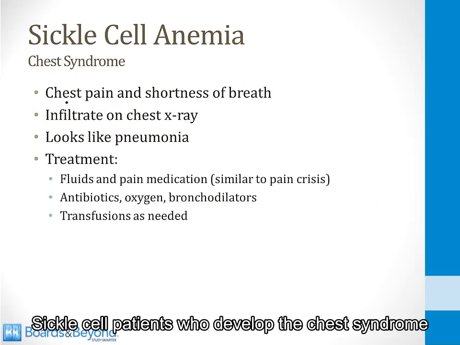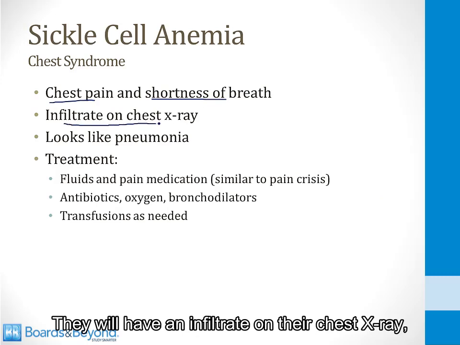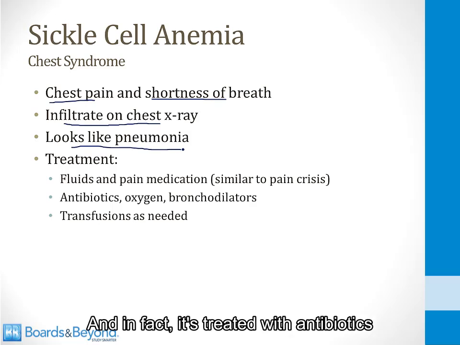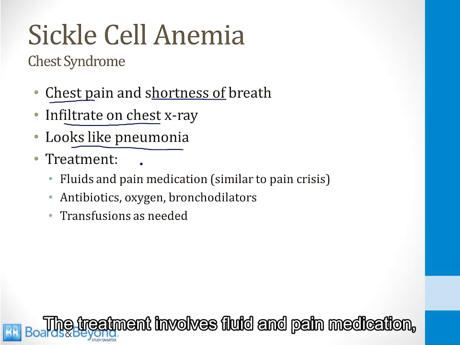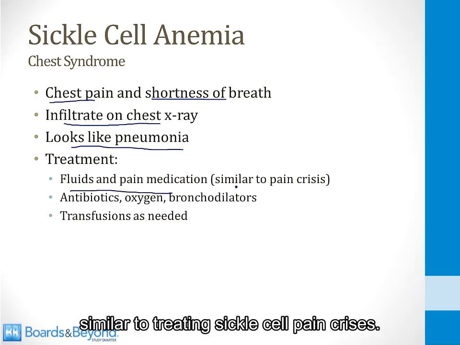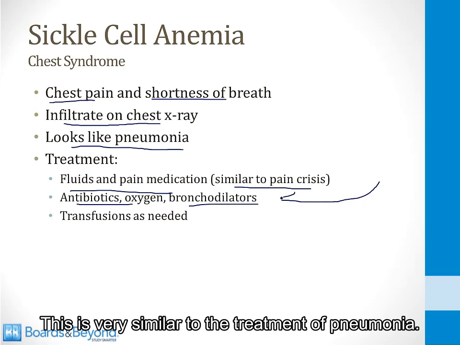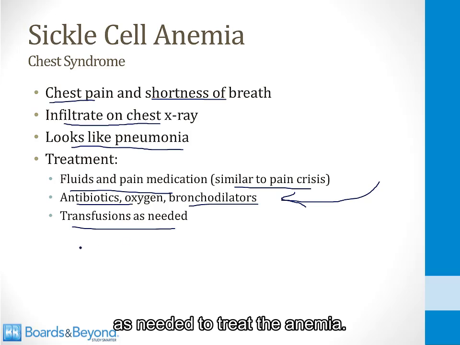Sickle cell patients who develop the chest syndrome present with chest pain and shortness of breath. They will have an infiltrate on their chest x-ray, and it can look just like pneumonia. In fact, it's treated with antibiotics because it's hard to tell whether pneumonia is present or not. The treatment involves fluid and pain medications similar to treating sickle cell pain crises, also antibiotics and oxygen and bronchodilators. This is very similar to the treatment of pneumonia. And then finally, transfusions are administered as needed to treat the anemia.